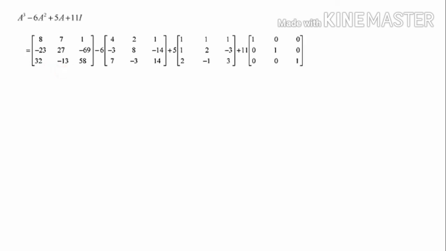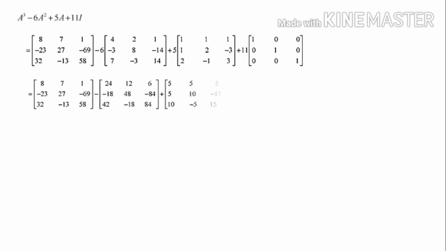Next we have to calculate A cube minus 6A square plus 5A plus 11I. Let's substitute the values of A cube, A square, A and the identity matrix I. Then we have to go for scalar multiplication here. 6 we have to multiply inside, 5 we have to multiply inside, and 11 we have to multiply inside with these three matrices. So after multiplying these elements, we will get the resultant matrix here in the second line.